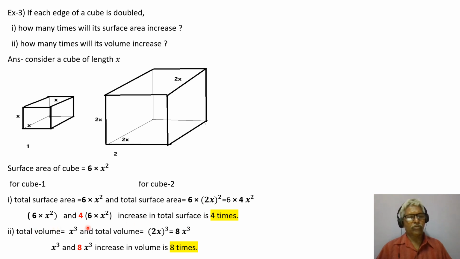So got it. Now for the volume. Total volume is x cube. You know this. And in this case, volume is 2x the whole cube, that is 8x cube. Very simple. x cube and 8x cube. So increase in volume is 8 times. So remember this, or you may remember this forever, because this has application in physics and biology also.